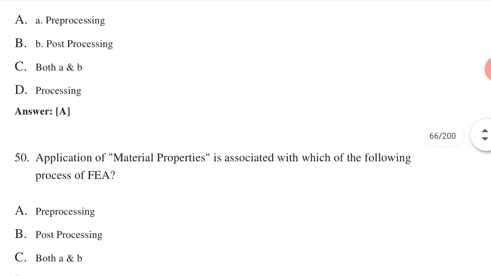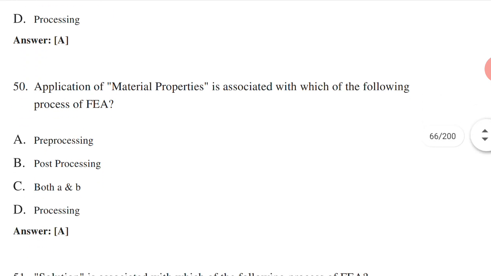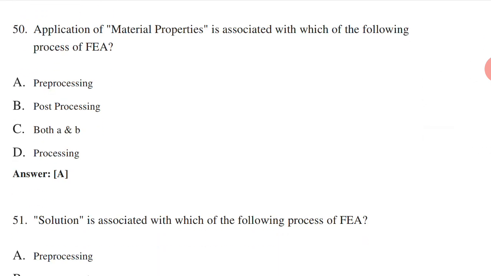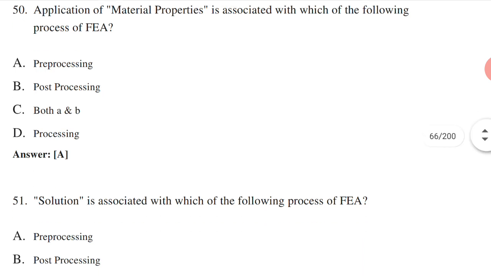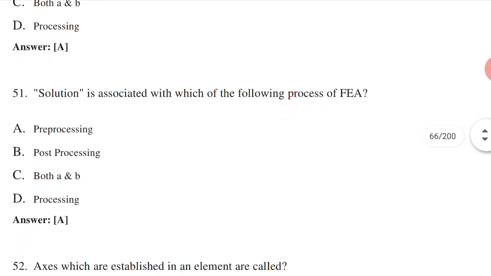Then the next one is, application of material properties is associated with which of the following process of FEA. Obviously it is also A, pre-processing, because we apply the materials in pre-processing. In the solution phase we just solve the equations, and then in post processing we find the solution, different kinds of numerical values, or we can have the graphs.